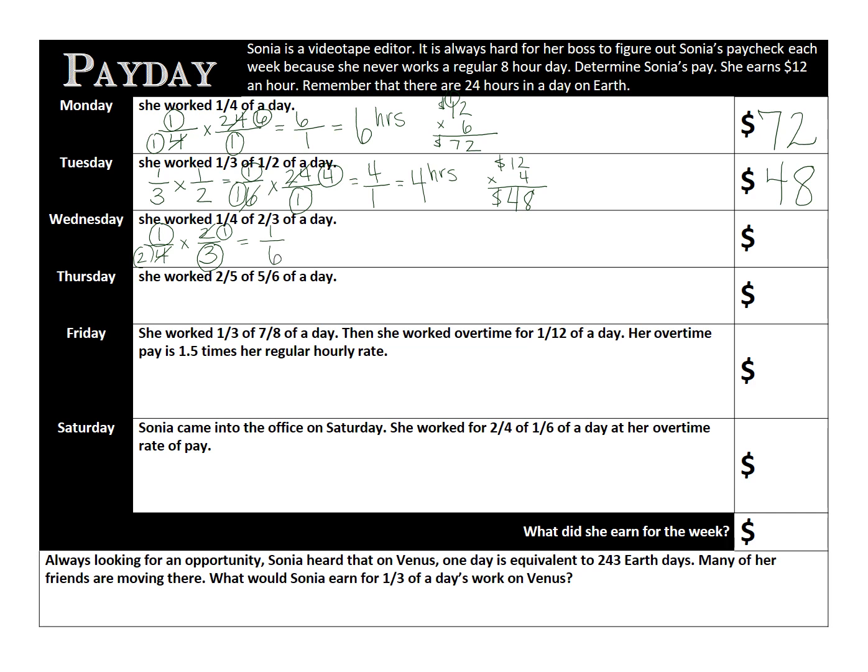We're going to multiply 1/6 of a day times 24 hours. We can reduce before we multiply. 6 divided by 6 is 1. 24 divided by 6 is 4. 1 times 4 equals 4. 1 times 1 equals 1. On Wednesday, she worked 4 hours.